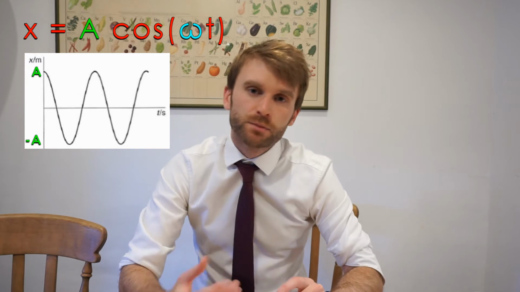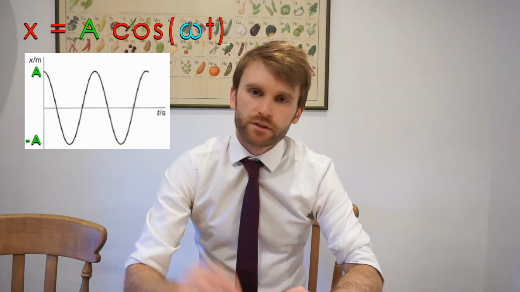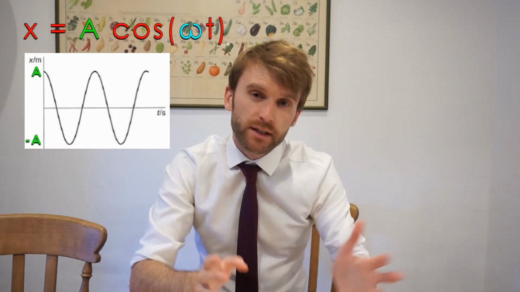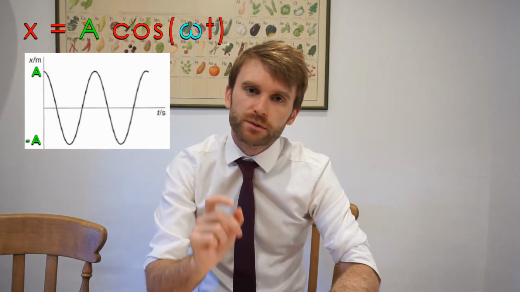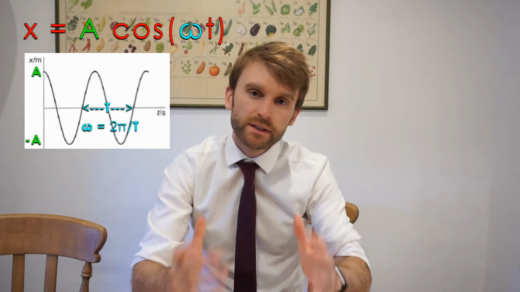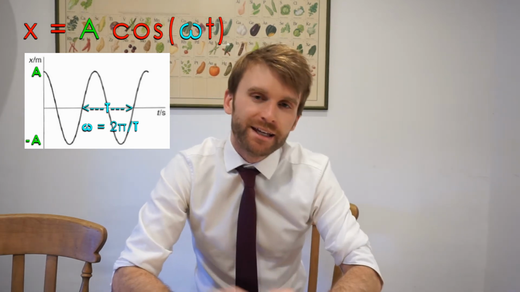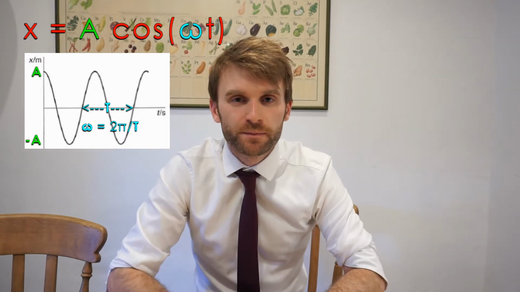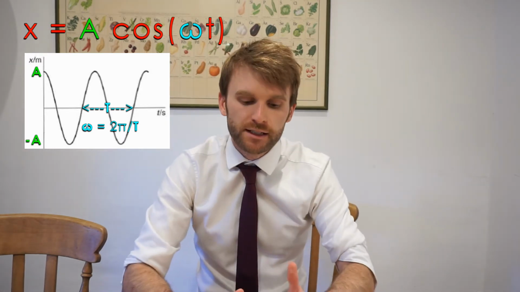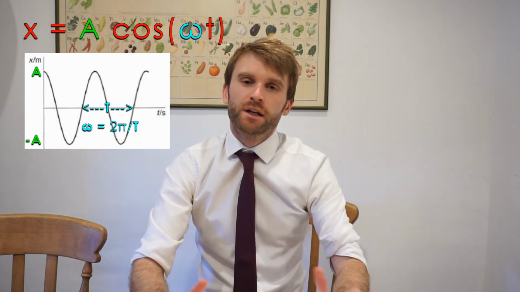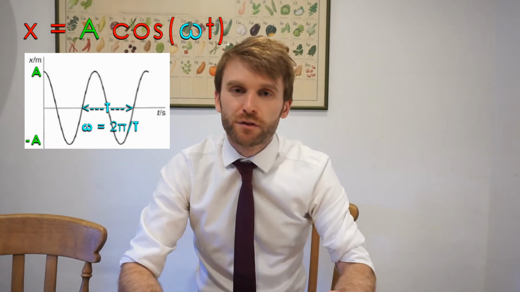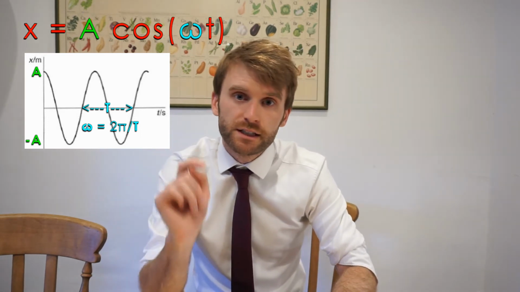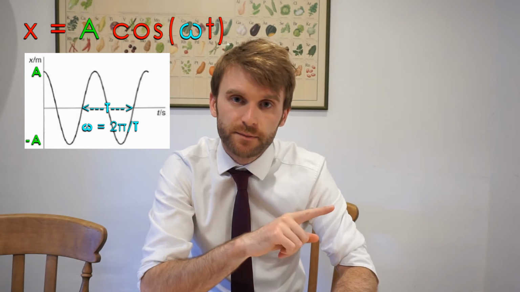That cosine is multiplied by the amplitude. So A goes out front, cos, and then inside the brackets of the cos is the angular frequency times time. The reason why the angular frequency is there isn't important. Just know that if it wasn't there, this wouldn't work. It's there in order to make this cosine function give you the correct value at time t. Just need to know that x equals A cos omega t.